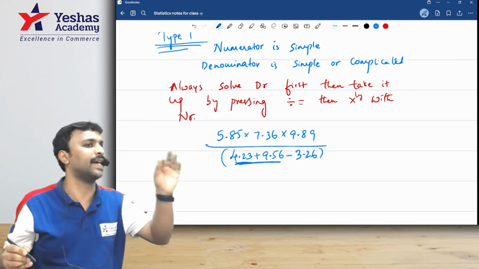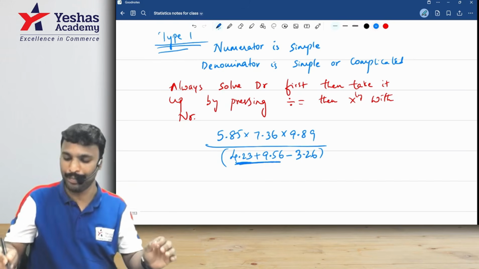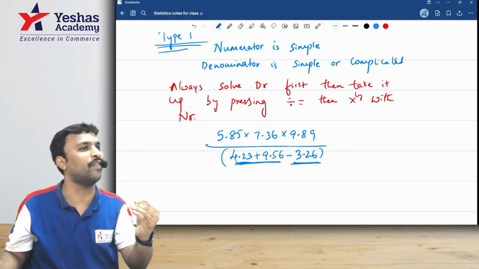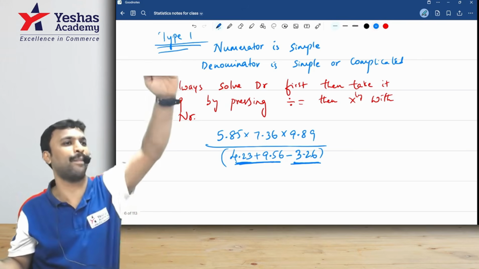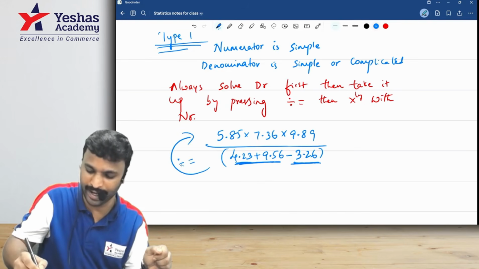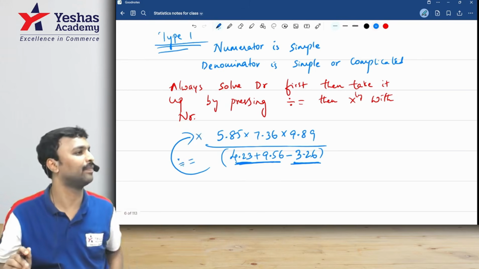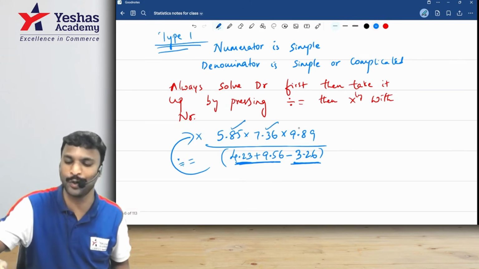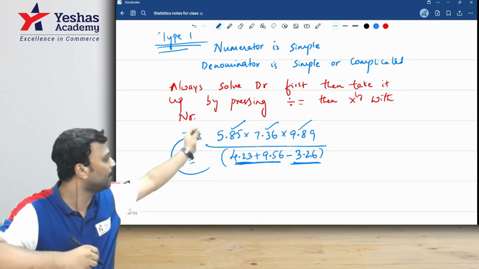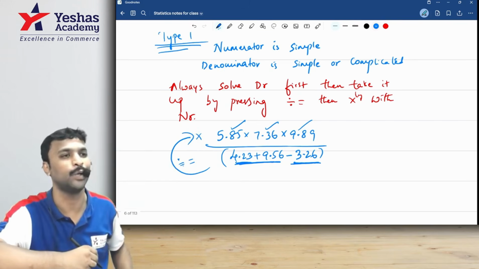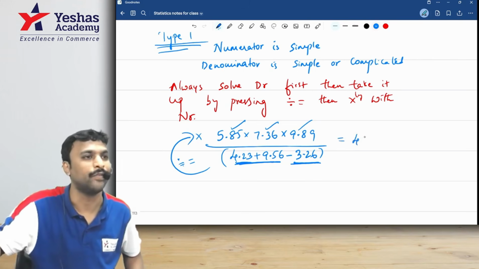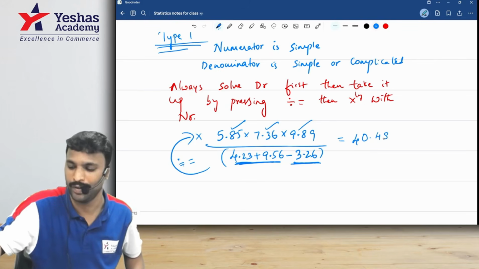4.23 plus 9.56 minus 3.26. What would you do now after solving the denominator? Take it up. How do you take it up? Divide, equal. Then what you will do? Multiply. Multiply with each of the numerator terms. Multiply what first? 5.85 into 7.36 into 9.89. How much is it? 40.48.